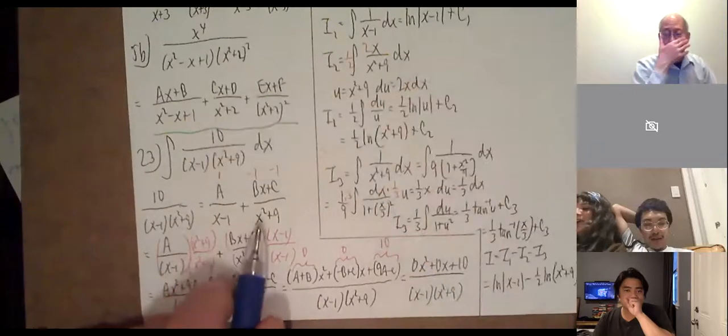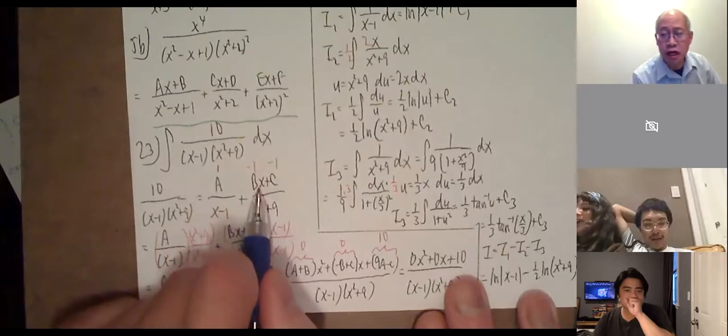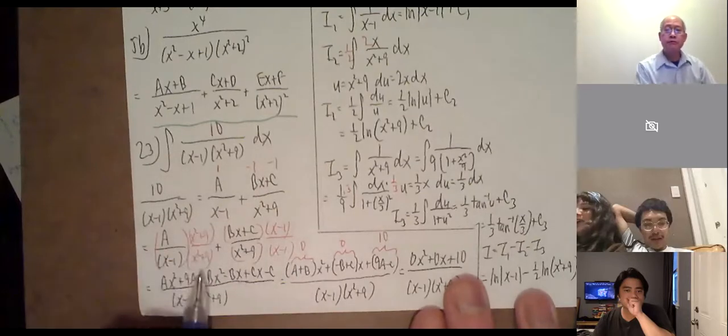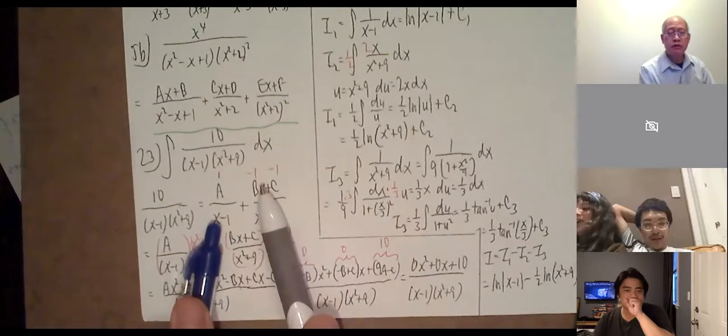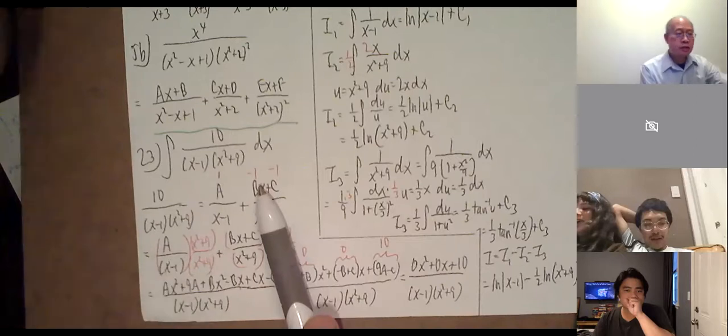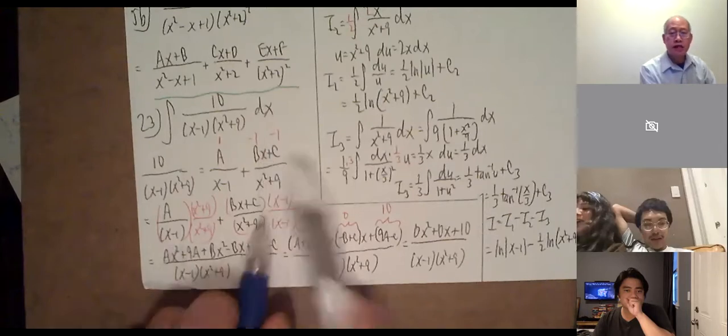All right, so one more time. If you have an irreducible quadratic, that was so-called case 3 that I showed you last time, then you need a linear expression on top, bx plus c. So this is going to be maybe the hardest one that we've had so far. So a over x minus 1, bx plus c over x squared plus 9. Need a common denominator. So what does the left side need? X squared plus 9 over x squared plus 9. What does the right-hand side need? X minus 1 over x minus 1.